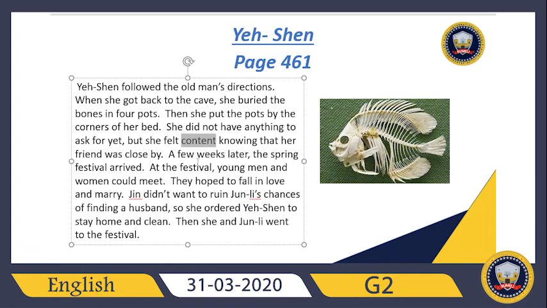A few weeks later, the spring festival arrived. So a festival came. Circle this word, festival. So there was a festival. At the festival, young men and women could meet. They hoped to fall in love and marry. So this is a festival in which men and women meet. Why? To find someone to get married.